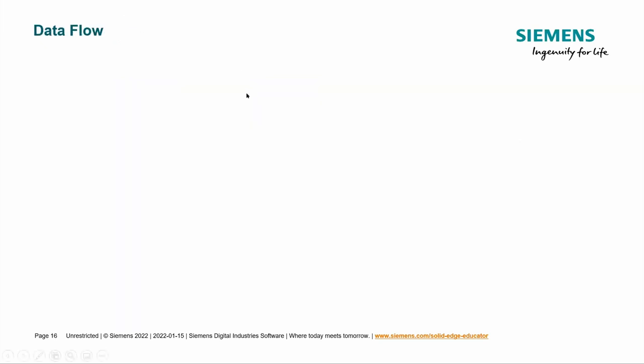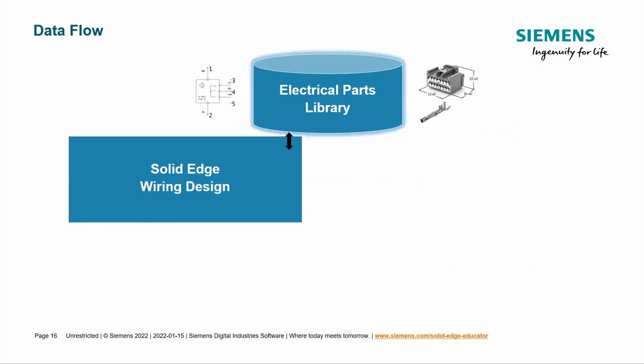Okay, I want to walk through the data flow, what this would look like, again focusing on the collaboration. And then I'm going to show you a video demonstration of that. Since you've seen wire design, how does that work? The user begins, as I showed you, by creating their diagram in Solid Edge Wire Design. They select their symbols and parts from the built-in electrical parts library. They put down their devices and now they connect them up with wires.